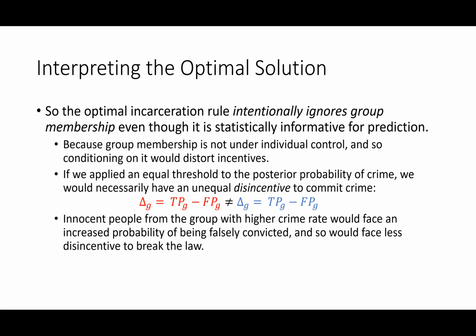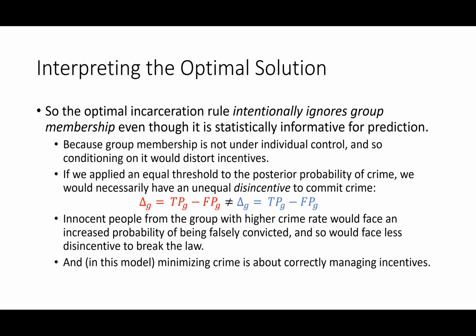And this would result in innocent people from the group that happened to have the higher crime rate facing an increased probability of being falsely convicted, which would result in a diminished disincentive for them to break the law. And in this model, since it's a game theoretic model and people are making rational choices, minimizing the crime rate is all about correctly managing incentives, right? Like, we are intentionally making decisions that are suboptimal from a statistical point of view if we only wanted to make correct decisions, because we don't want to distort incentives by using information not under individual control.